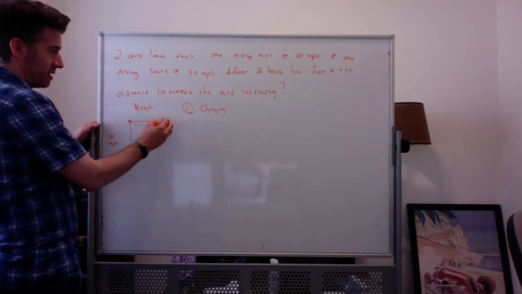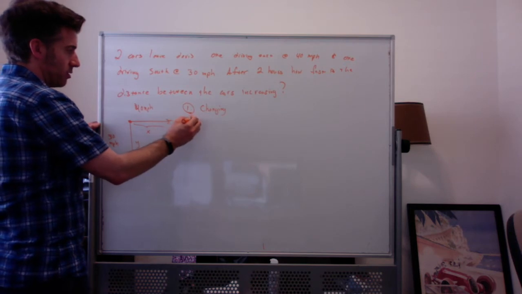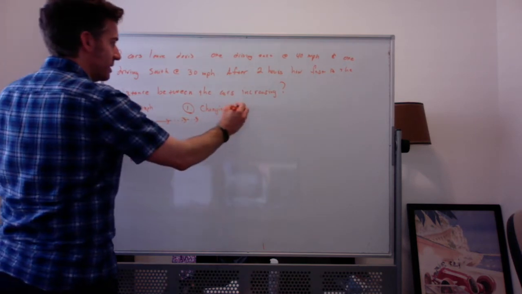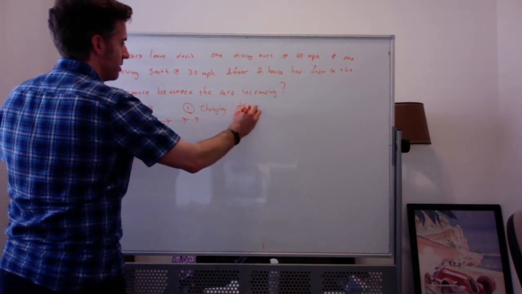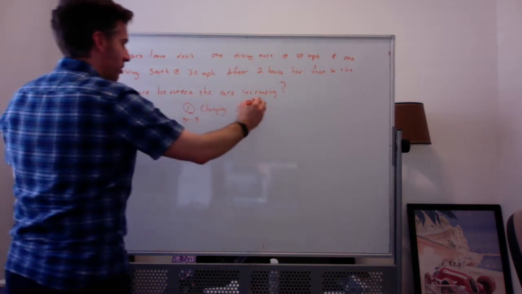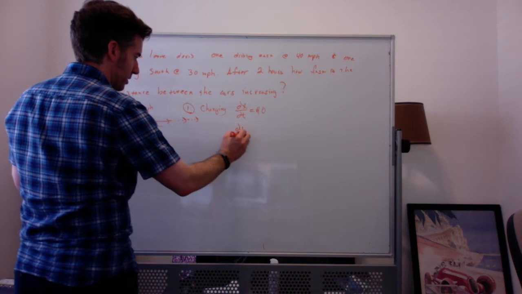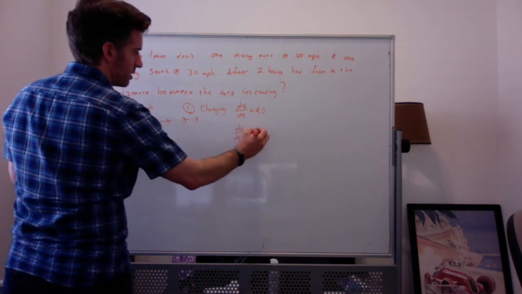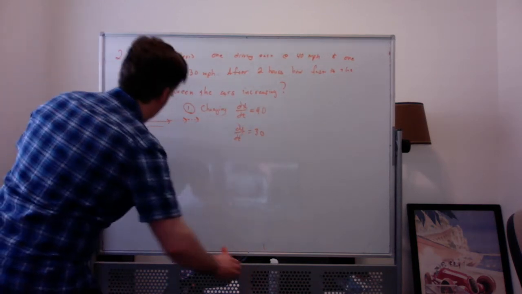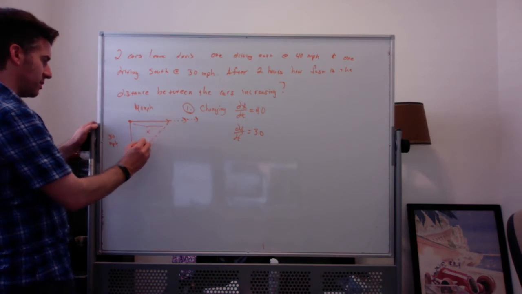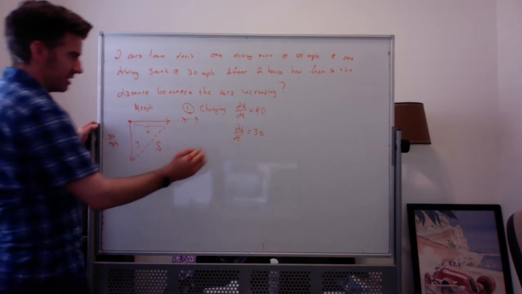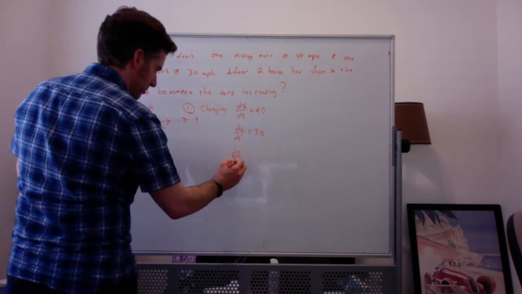But I know that this length is x, x is increasing, right, as time goes on. So I know that dx/dt is 40 miles per hour. I'm just going to say 40. I know that dy/dt, y is also increasing at 30 miles per hour. And I want to know how fast the distance between them, which I'm going to call s, is changing.